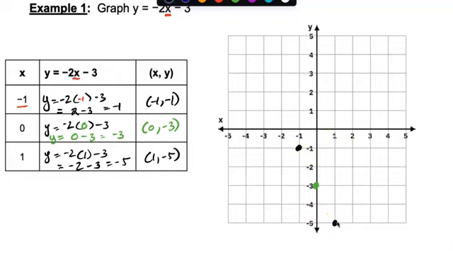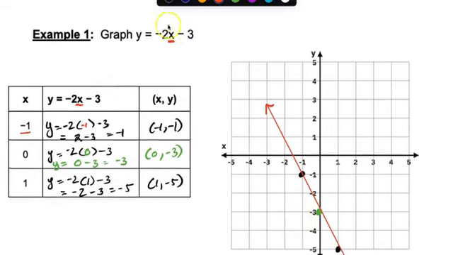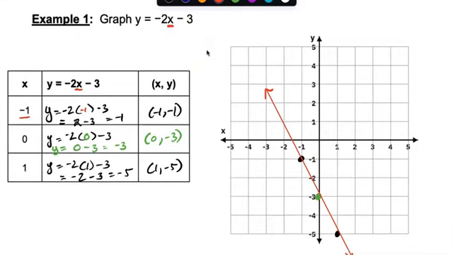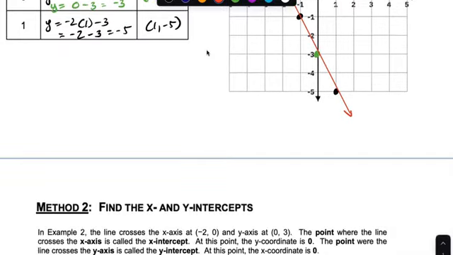And now all we have to do is connect the points. And then we have graphed this by using the table of values. So that's the table of values. It works for any type of graph. So linear, nonlinear, doesn't matter. If you do a table of values, it always works. It's just kind of long. So usually we do an easier method.